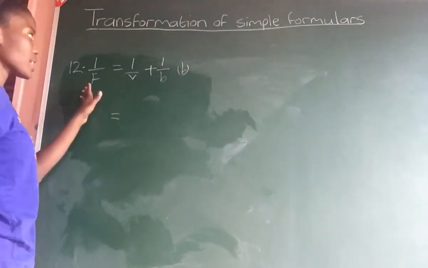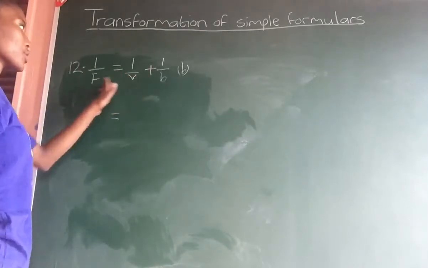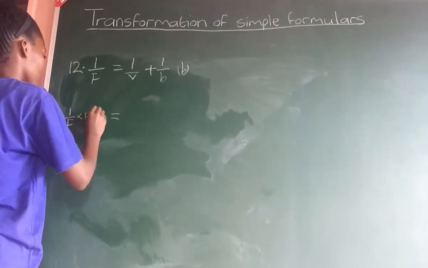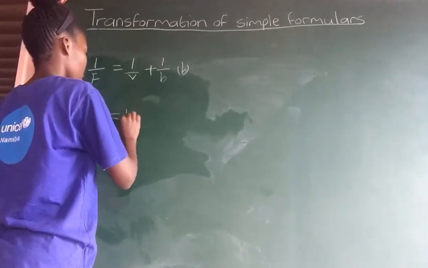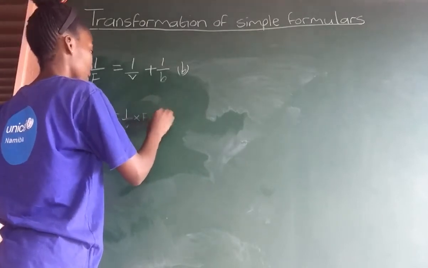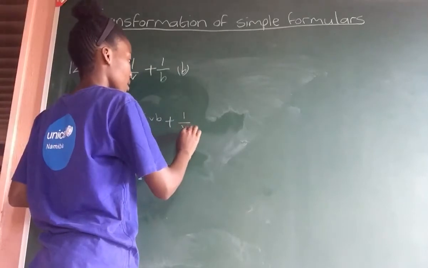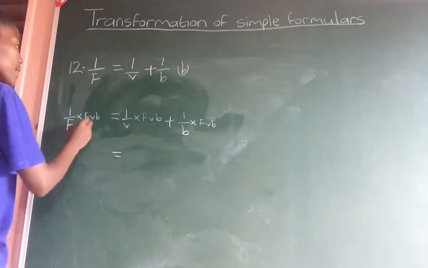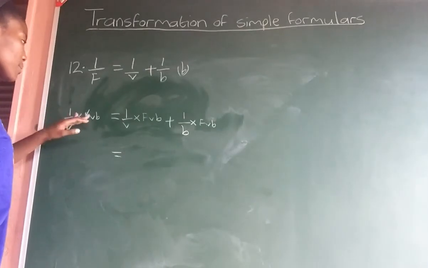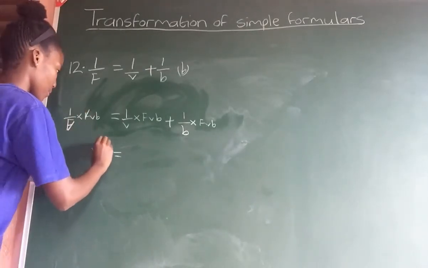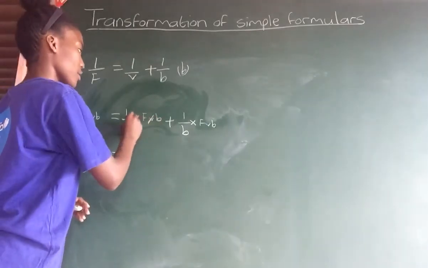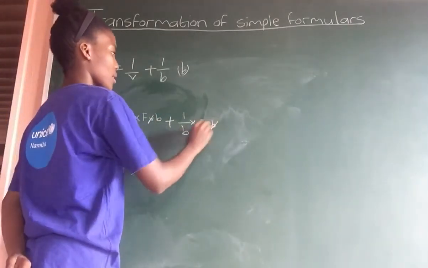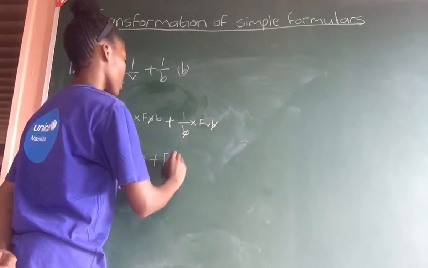Since we're dealing with fractions, we're going to multiply our terms with the denominators combined. So we say 1 over f times fvb is equal to 1/v times fvb plus 1 over b times fvb, equals to, now here the f and the f cancel, you'll be left with 1 times vb is equal to vb. And this side the v and the v cancel, 1 times fb is equal to fb, plus b and the b cancel, 1 times fb is equal to fb.